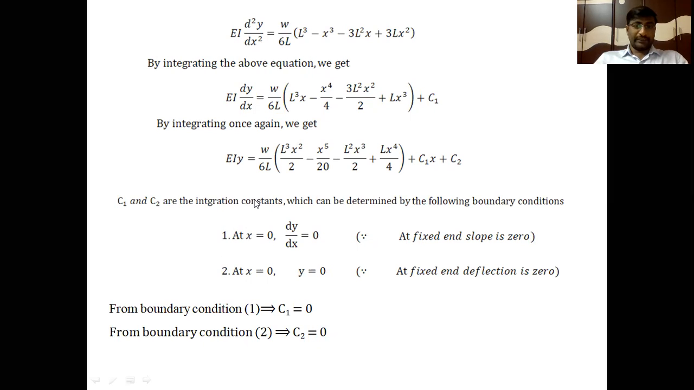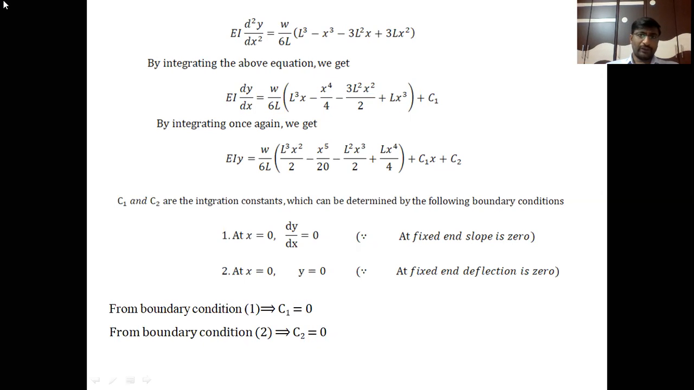These are the boundary conditions for the cantilever beam. These are the fixed boundary conditions. At x is equal to 0, dy by dx is equal to 0. Wherever x is 0, we should substitute the slope value as 0. Okay, students. Slope value 0. So the fixed end at x is equal to 0 means at a fixed end of the beam, the slope is 0.